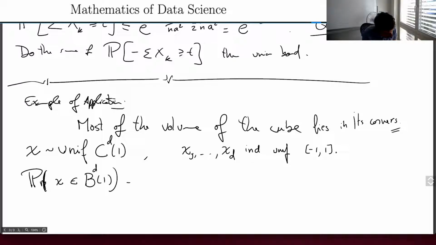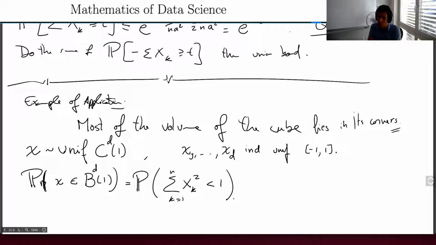Now the probability of it being in the ball is the same as the probability that the L2 norm of x is smaller than or equal to 1. So in particular, it's the probability that the sum of the xk squares, k from 1 to n, is smaller than 1. But now we can try to use concentration inequalities. We have to understand the expected value of the sum of xk squares. These random variables are independent, and so maybe we can use a concentration inequality.